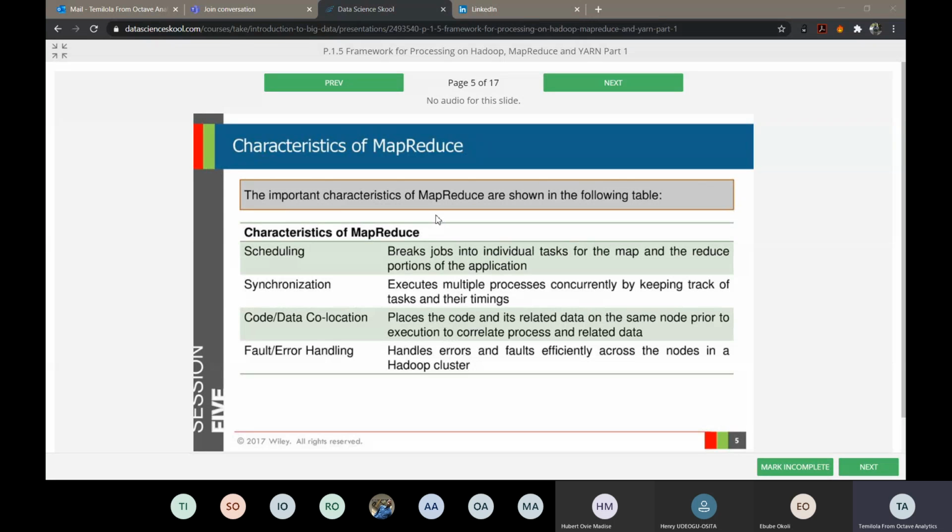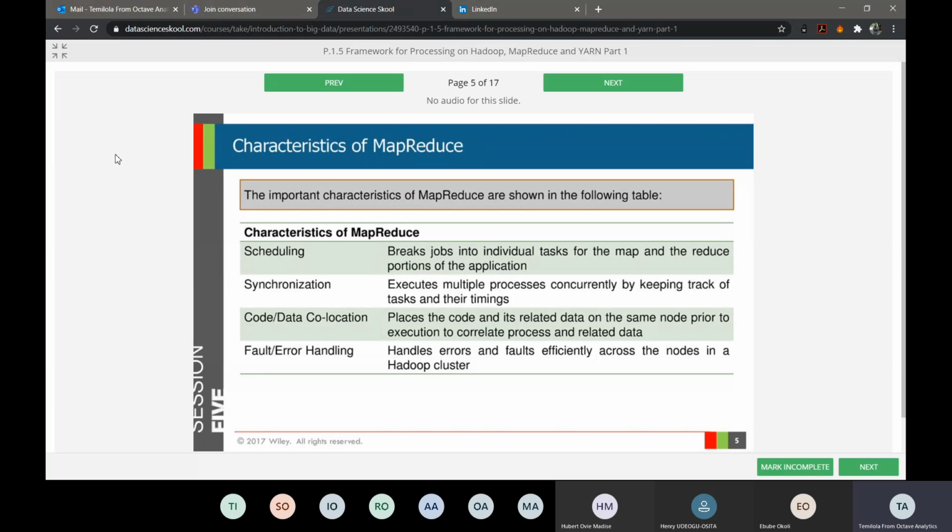Some of these functionalities are now shared with YARN, but this is what the MapReduce compute engine is capable of doing. You still need to take note of it.